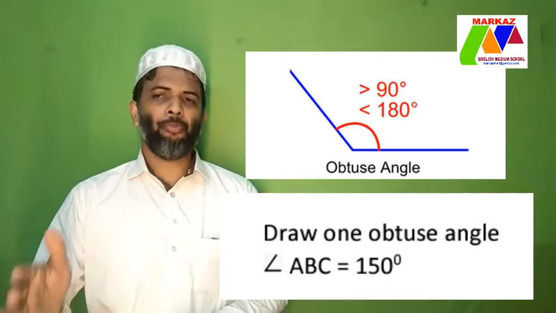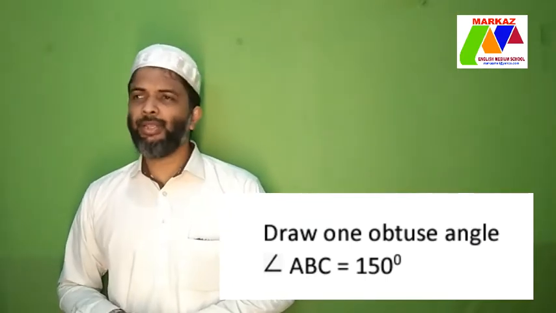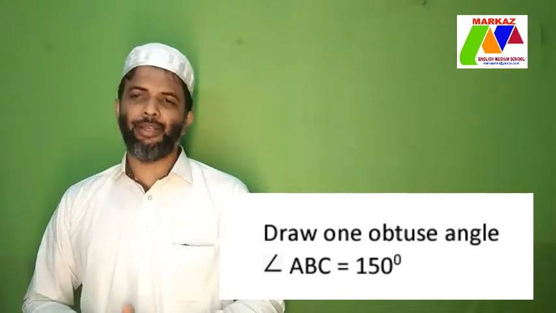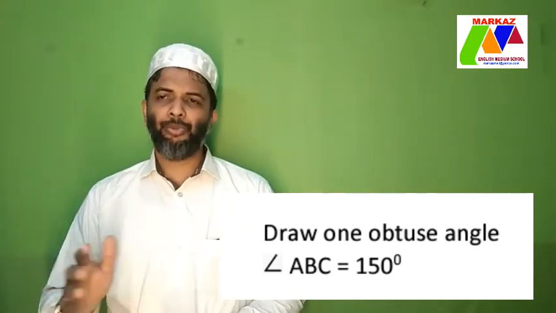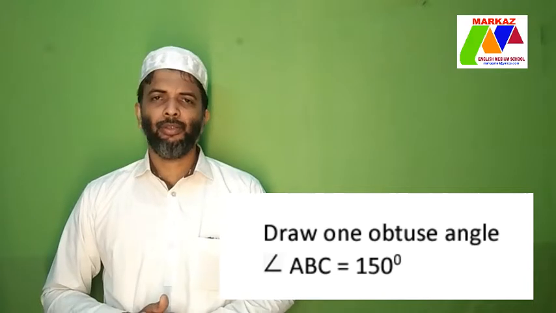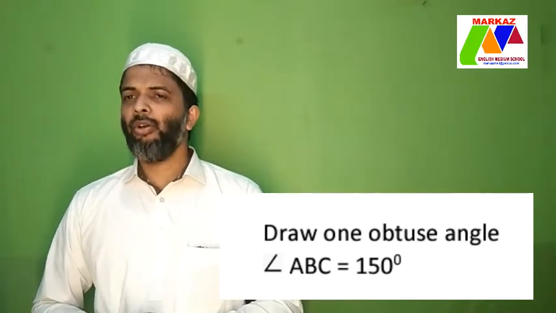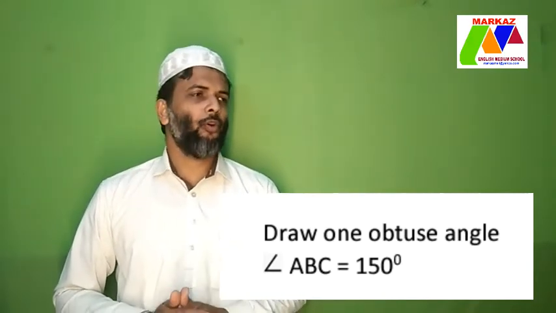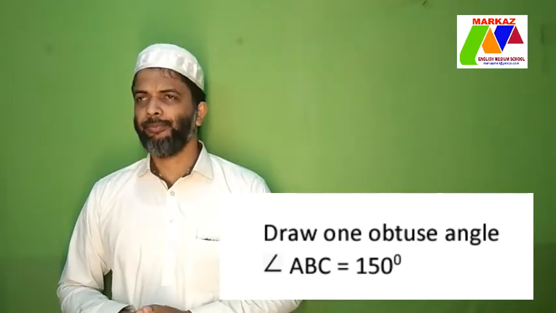Draw one obtuse angle. Angle ABC is equal to 150 degrees. Draw one obtuse angle in your notebook. Pause the video and draw angle ABC of 150 degrees.